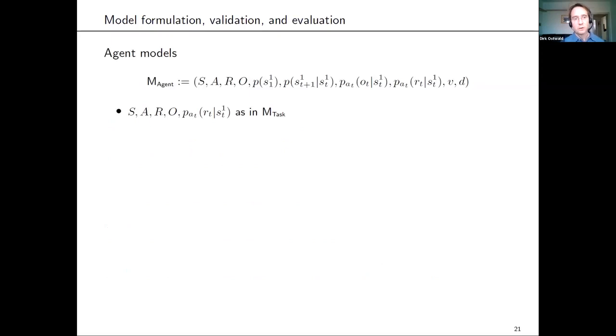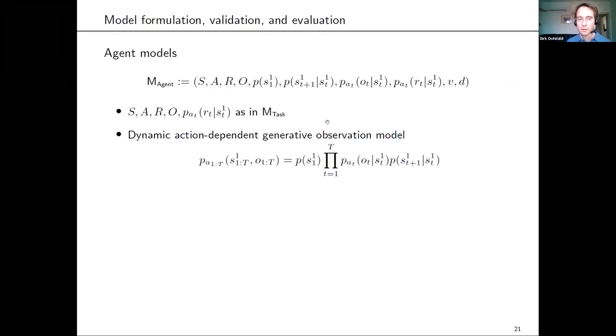Now, our agent models comprise many aspects of the task. This reflects the fact that participants were informed explicitly about certain aspects of the task, for example, that there are different actions and that there are observations that they can make, and so on. So we take certain parts of the task into the agent model as well, and our Bayesian models encode an action-dependent generative observation model.